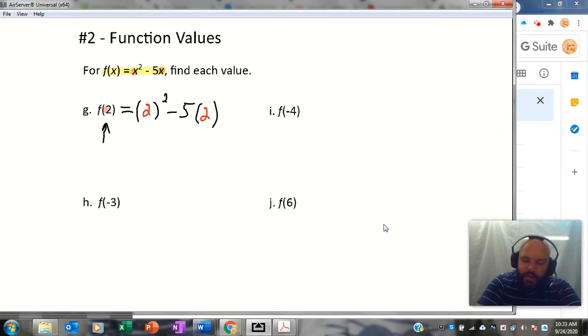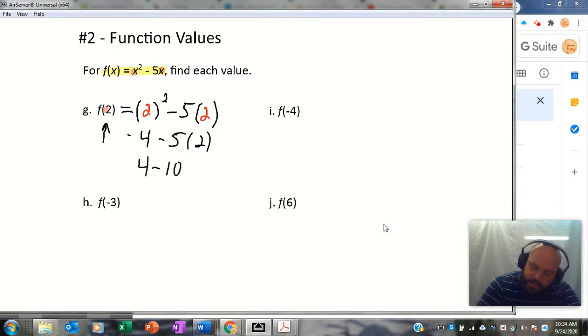And then from there, we've got to follow PEMDAS to simplify. PEMDAS says parentheses followed by exponents, so that's what we're going to do first. 2 to the second is 4 minus 5 times 2. Next, we're going to do multiplication. 5 times 2 is 10. And lastly, 4 minus 10 is negative 6.